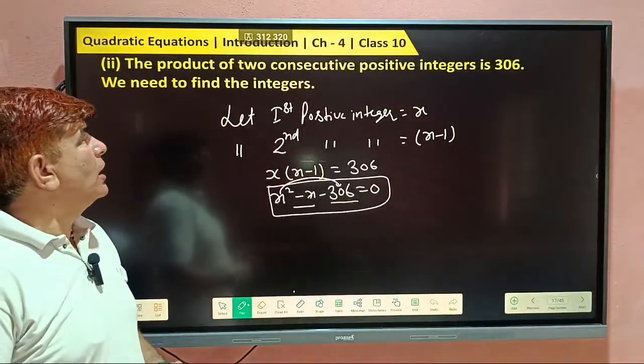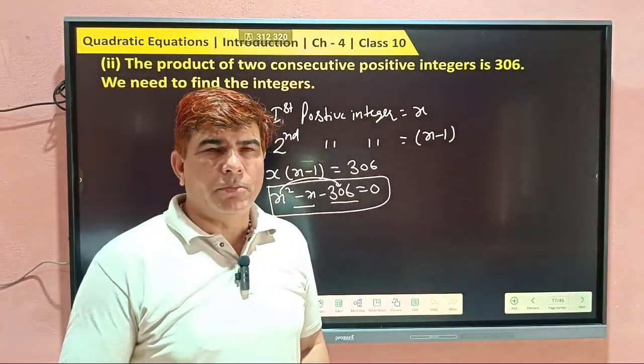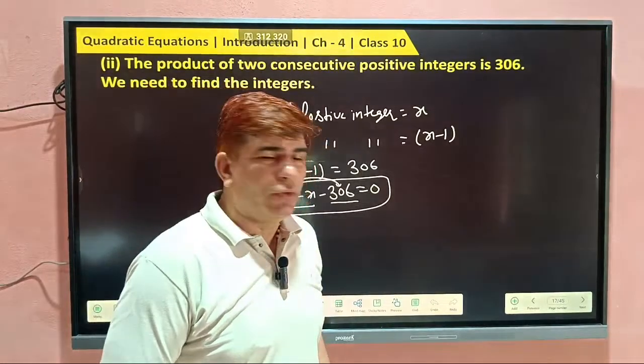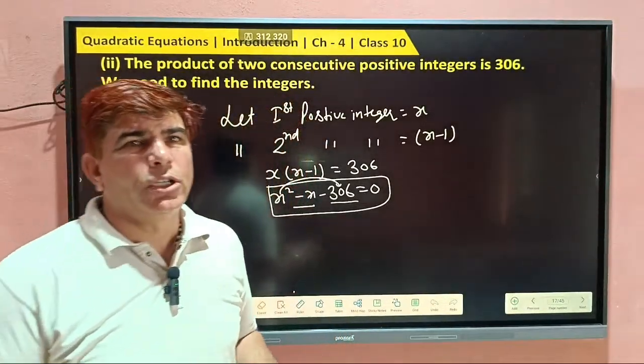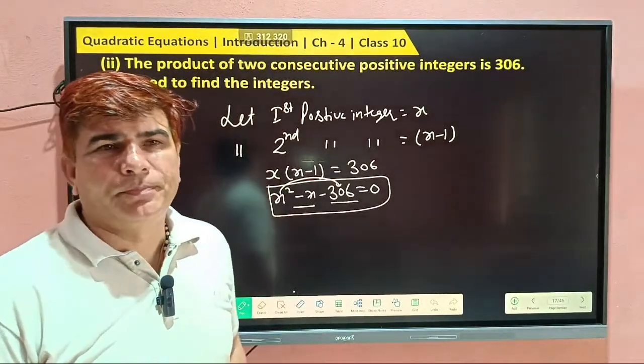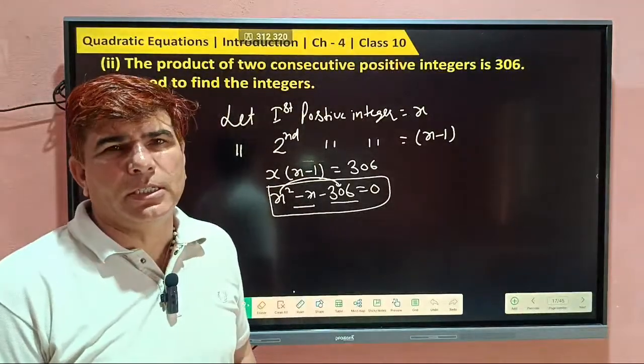Chapter number 4, class 10th, quadratic equation. Part number 4. Yesterday I said this exercise was completed, but sorry for that, two or three parts of the second question were left. So we will solve them. Then after this exercise, we will also solve the given examples.